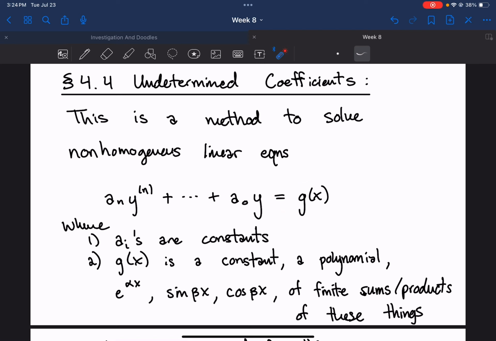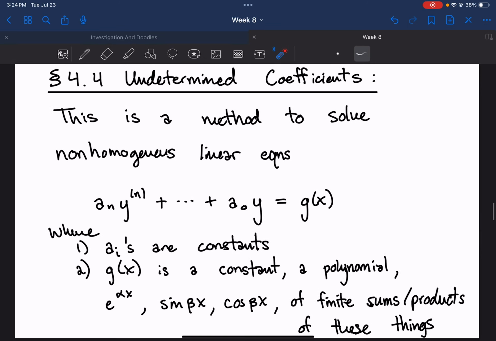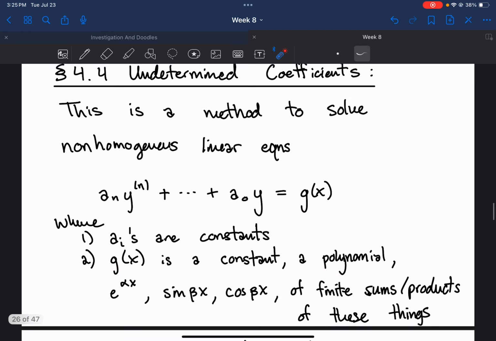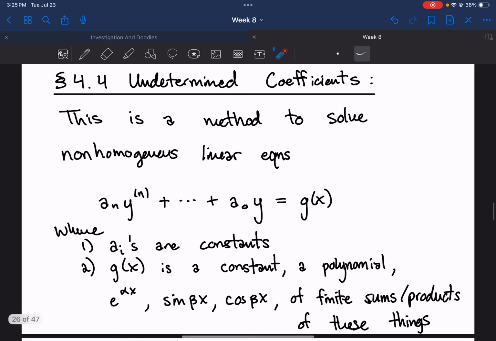We also have constant coefficients, I should say. So we're in a similar setup to what we were in 4.3. Some coefficient, nth derivative, some coefficient, n minus 1 derivative, all the way down. Some coefficient, y equals g of x, which again is non-zero. And this only works, there's undetermined coefficients, I should say.